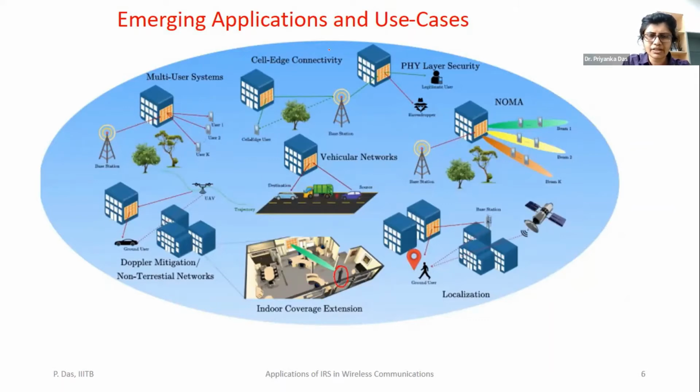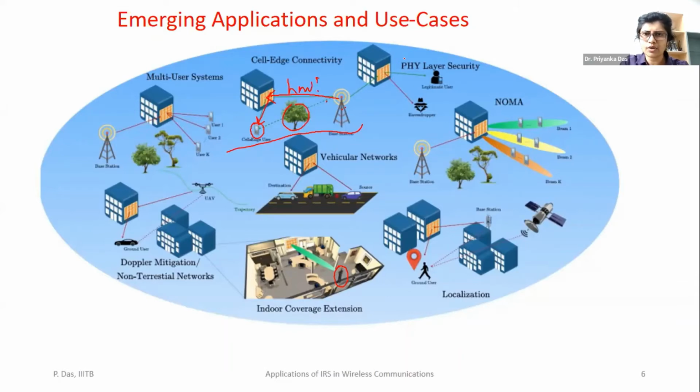Cell edge connectivity for the outdoor. So there is a signal coming from base stations. There is a blockage here. There is a cell edge user. The signal can come from base station to the IRS and it will come to the cell edge user. How? We will ask these questions, right? We are going to see how.